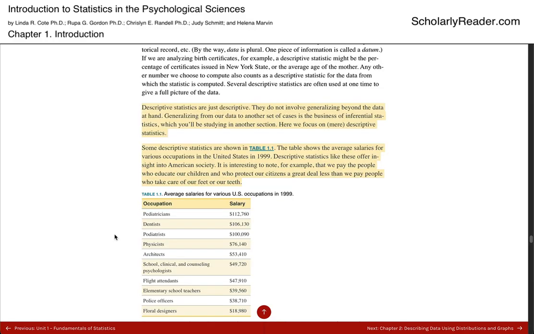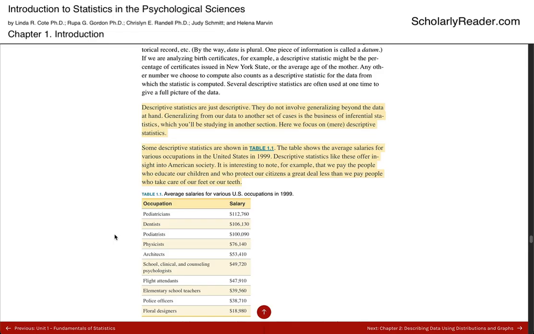Descriptive statistics are just descriptive. They do not involve generalizing beyond the data at hand. Generalizing from our data to another set of cases is the business of inferential statistics, which you'll be studying in another section. Here, we focus on mere descriptive statistics.